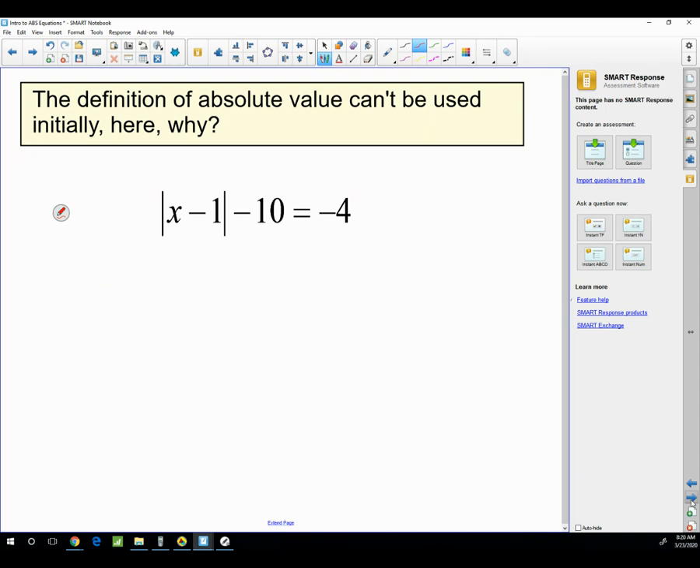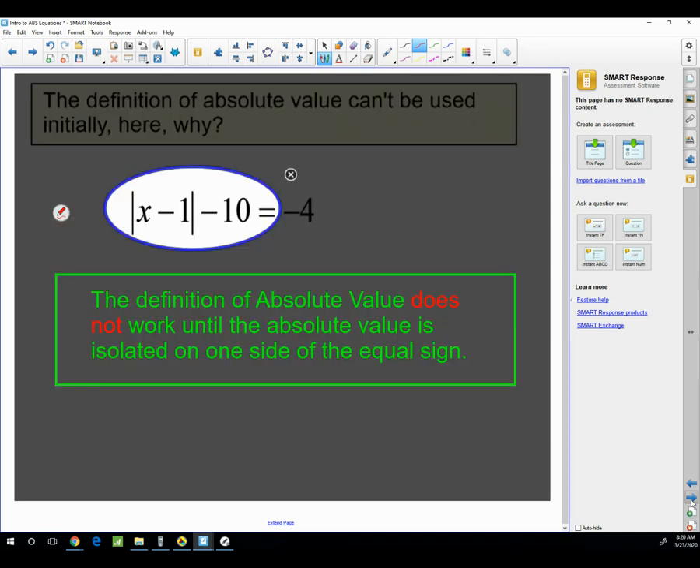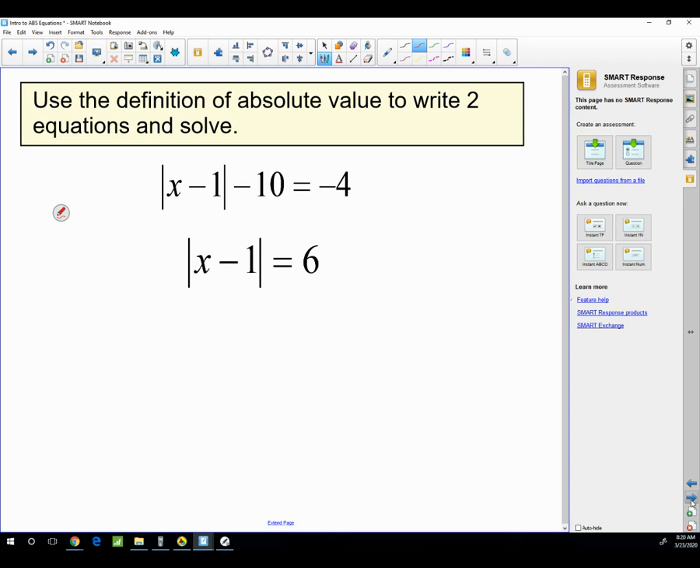The definition of absolute value can't be used initially here. Why? Well, you can't use the definition of absolute value until you isolate the absolute value, or the part that is not polynomial. So we would simply add 10 to both sides and get that. And then once we do that, we want to make our two polynomials.